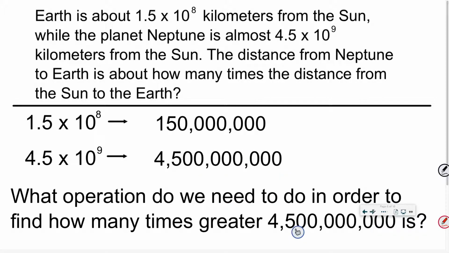Perfect. What operation are you doing if you're trying to determine how many times greater 4.5 billion is than 150 million? What operation is that? I hear a few operations, so let me pose it with different numbers. How many times greater is 150 than 50? 3. Because why? I multiply 50 by 3 to get 150. So if I'm doing that in reverse, what is that operation?